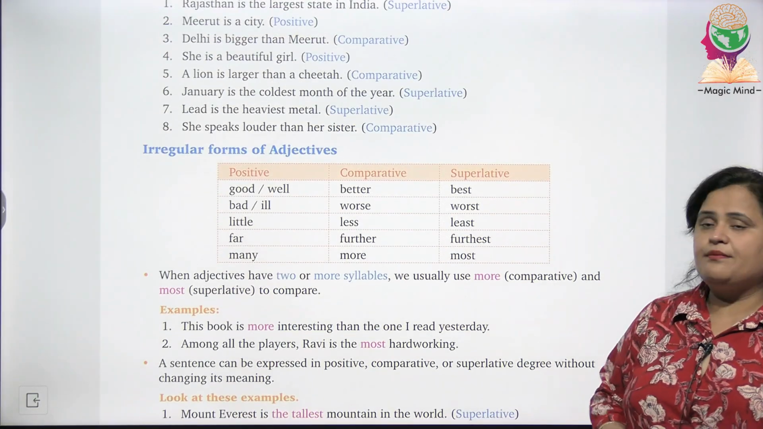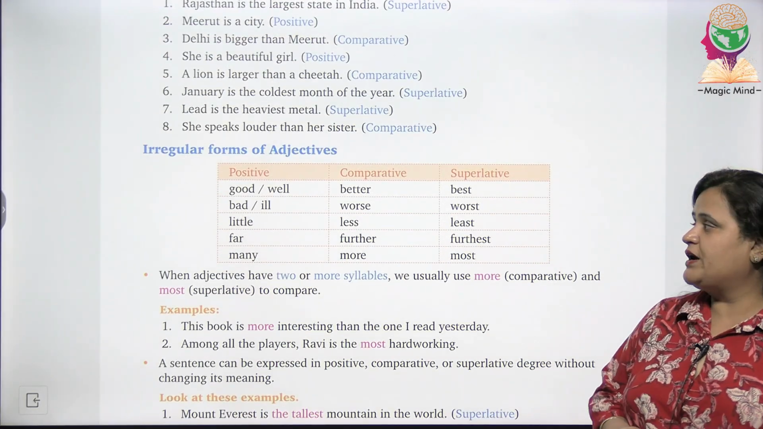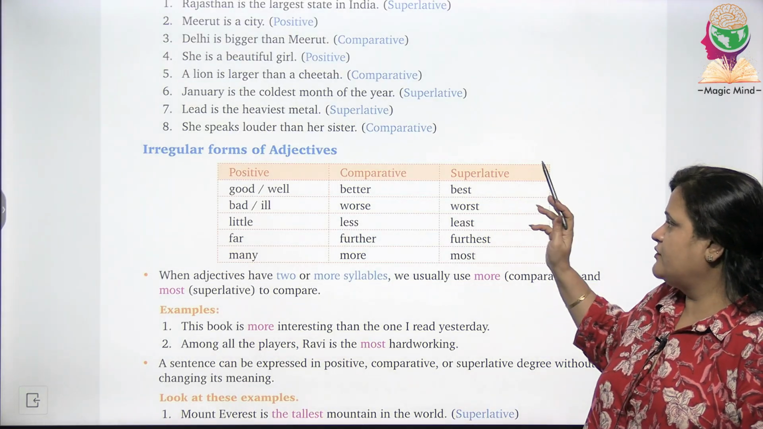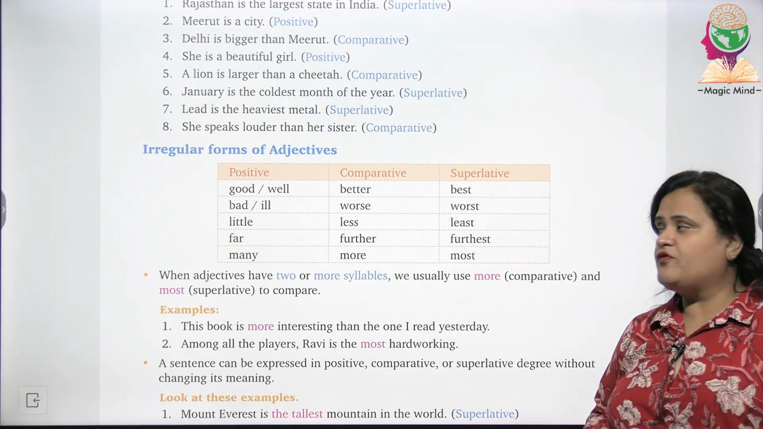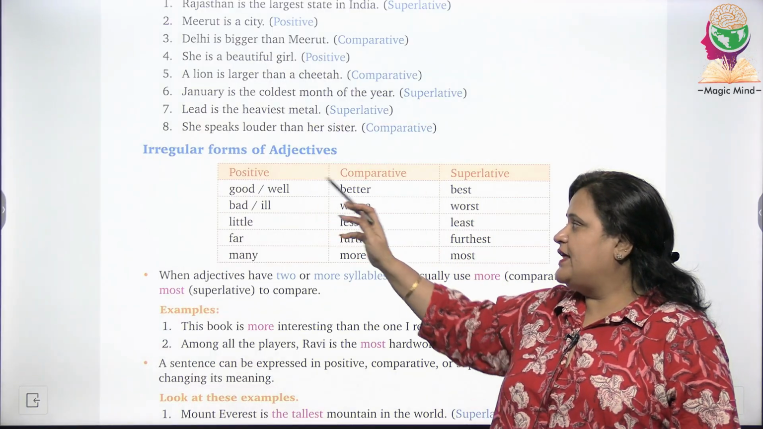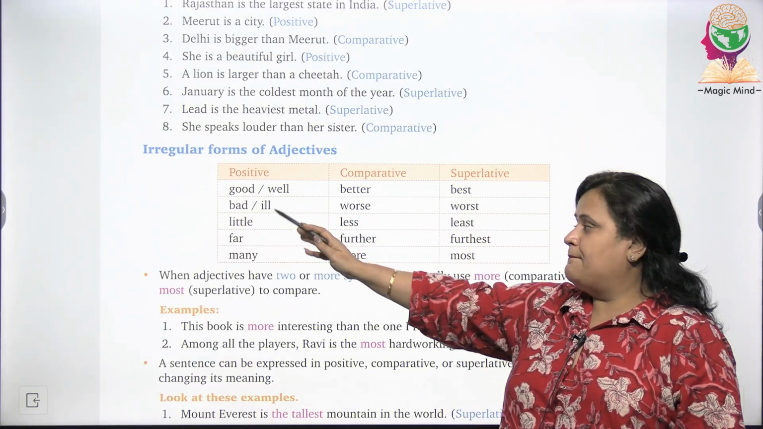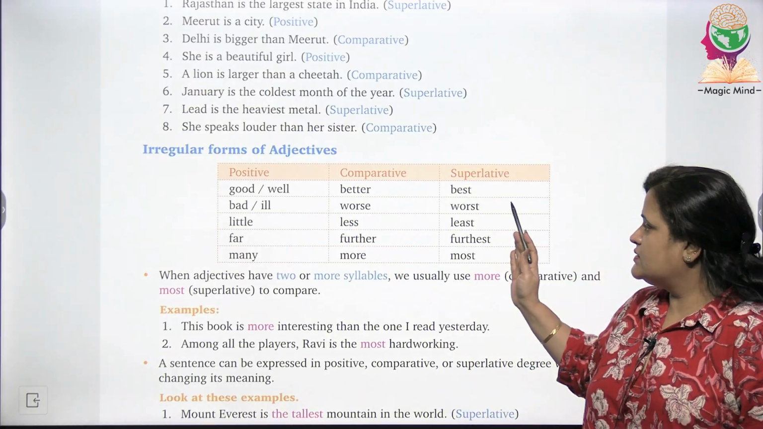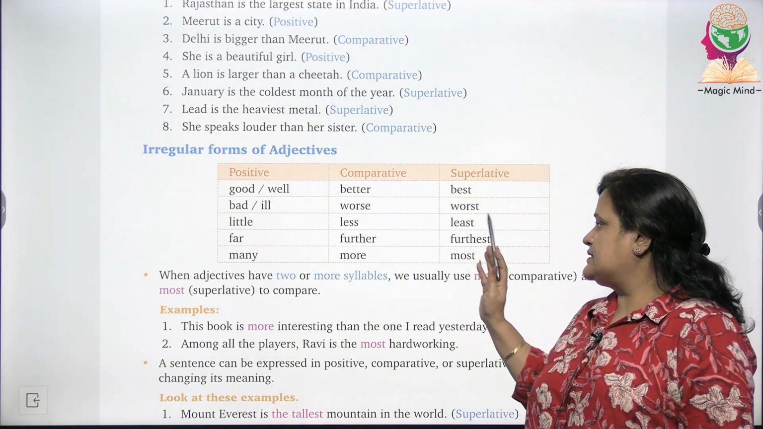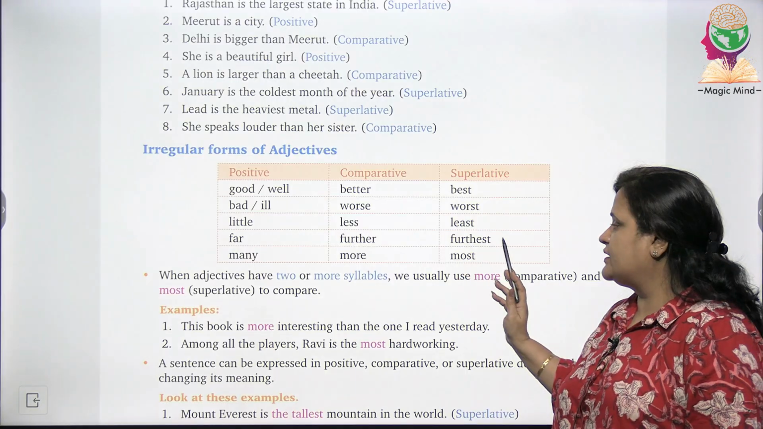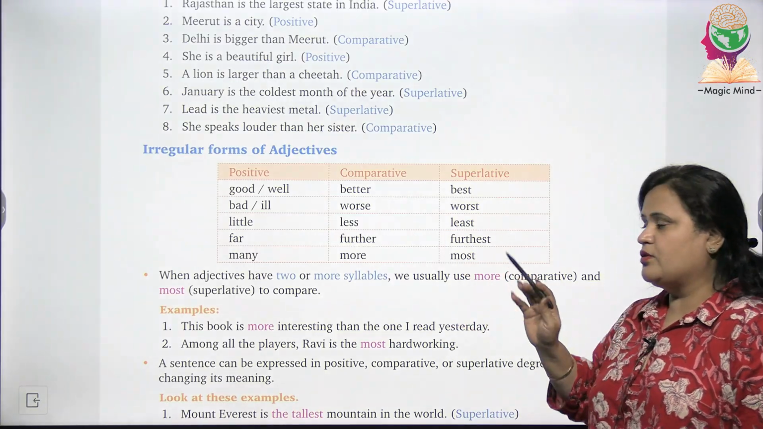अब आ जाते हैं हम irregular forms of adjective पर. Positive, comparative, superlative. ये कुछ irregular forms हैं जैसे कि good, well, better, best. Bad या ill का होगा worse, worst, little, less, least, far, further, furthest, many, more, most.